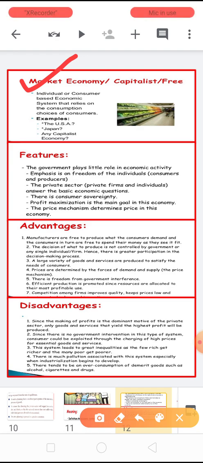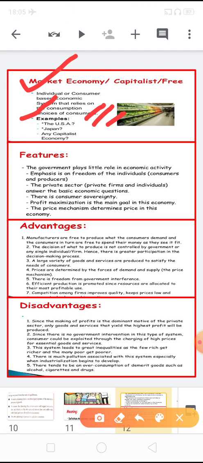So we have some examples of the market economy like the USA and Japan, where you find there is no intervention, or very little intervention, of the government. I mean, you do not find any kind of government intervention majorly in this kind of economies. Everybody is free to work for their own betterment. Like the producers are free to produce only those goods and services which yield them the maximum profits, whereas the consumers are free to consume those goods and services which give them the maximum satisfaction.